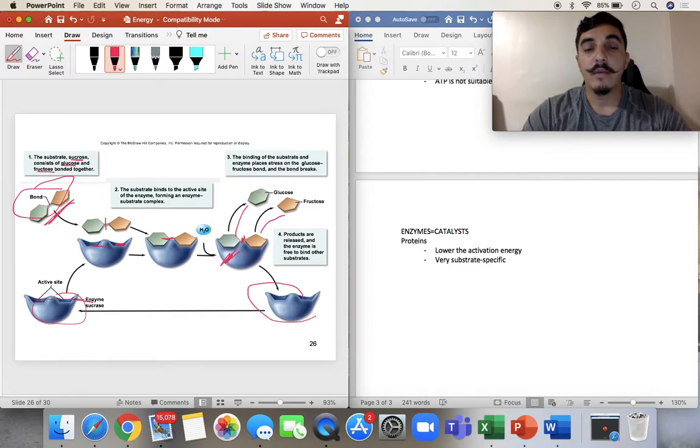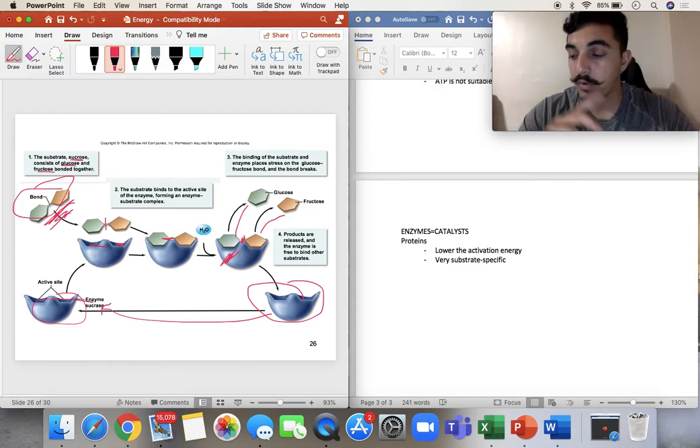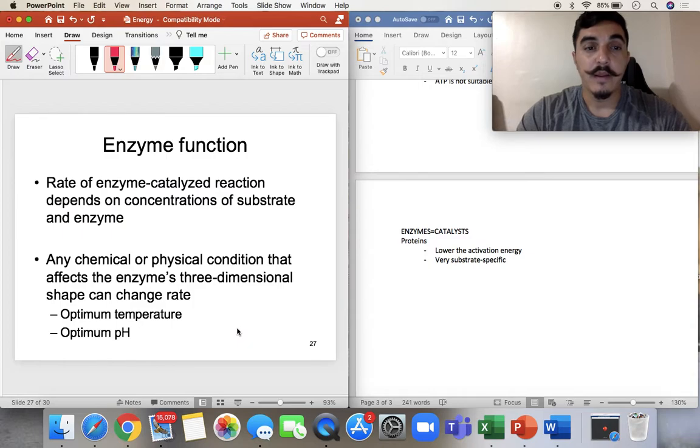And your enzyme comes out here again, and then it goes out and goes to find another substrate and break it down, and then come back again and go find another substrate. So that's its whole job. Go through the cycle breaking the substrate down. Okay, so it's very specific, substrate specific. The shape itself is very specific.